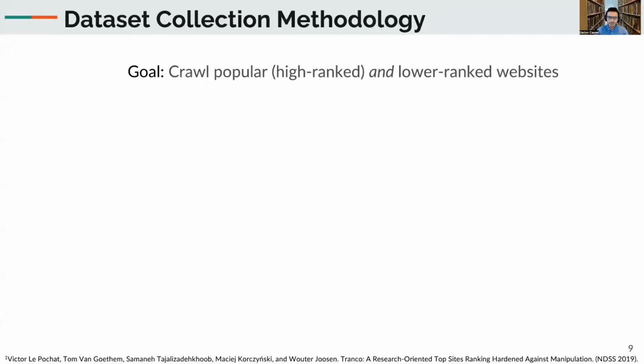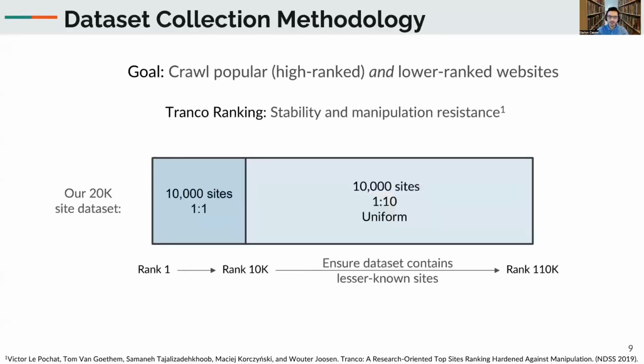Having developed this infrastructure, our goal in crawling was to crawl both popular, high-ranked websites as well as lower-ranked websites that are less popular, in order to gain a balanced picture of the current state of web tracking. To do this, we selected websites from the Tranco ranking, which we used over the more well-known Alexa ranking for its increased stability and manipulation resistance. From the Tranco ranking, we selected 20,000 websites: all of the top 10,000 websites, as well as an additional 10,000 websites selected uniformly, 1 out of every 10, from rank 10,000 to rank 110,000, in order to ensure that our dataset also contained lesser-known sites.